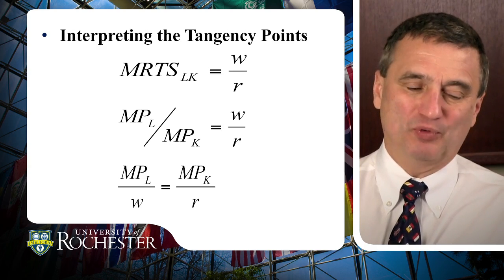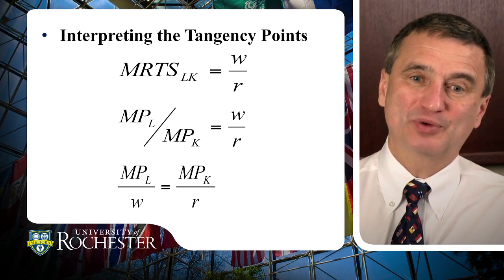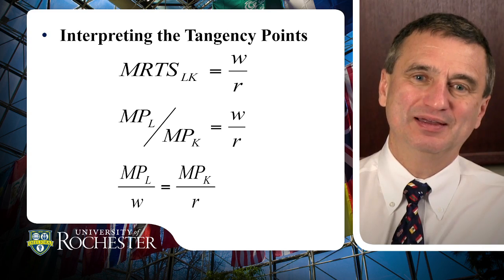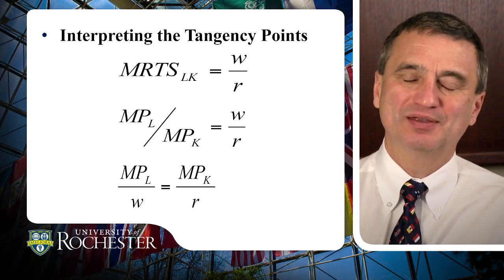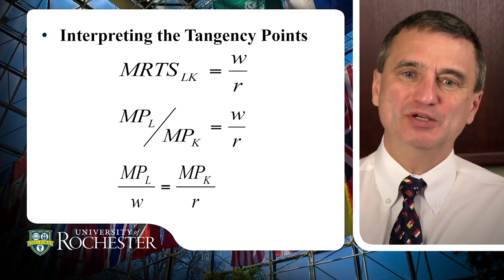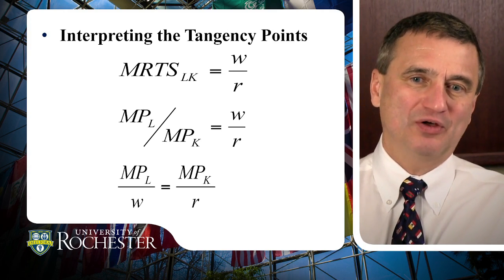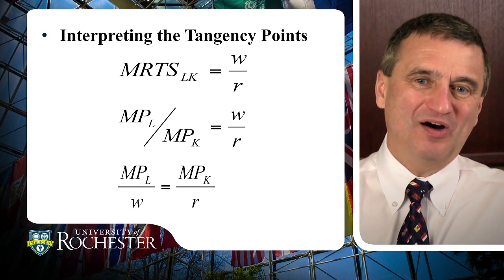At the tangency points, we want these productivity to input price ratios to be equal. And that's what we're going to call the golden rule of cost minimization. And think about what that means, that these ratios have to be equal. It means per dollar we spend on the different inputs we're using, the rate of return on that dollar has to be equal.